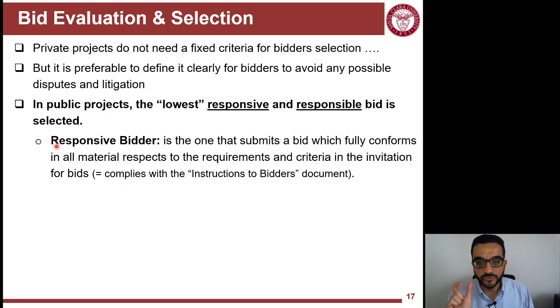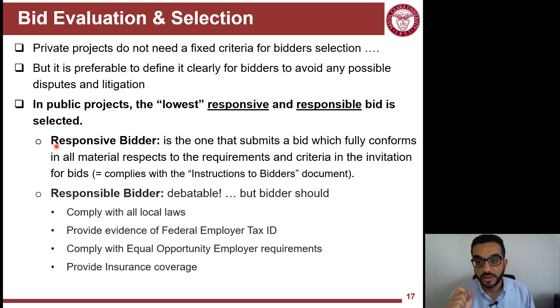Any missing piece of information in these forms will make you non-responsive. And even if you're the lowest bidder, you will not be selected.